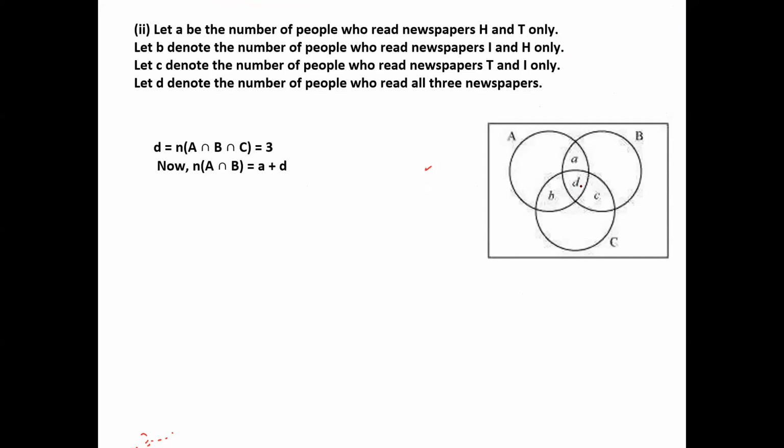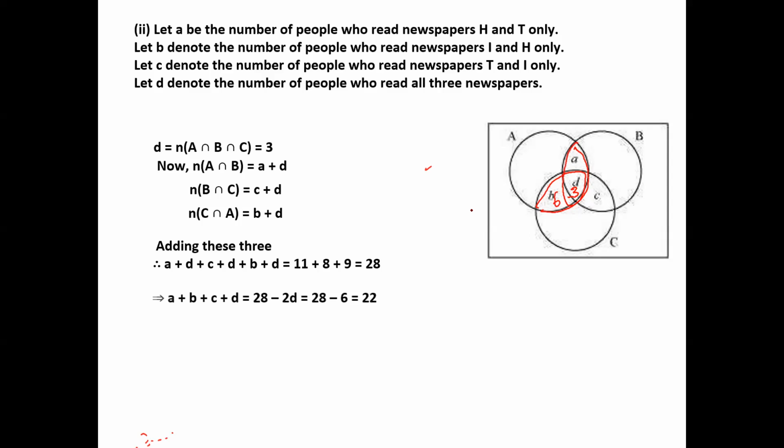So totally there are 3 people here. This together is 9. Sorry, this together is 9. So 9 minus 3 is 6. Like that it goes. So don't use these letters and all. What I did was easier.